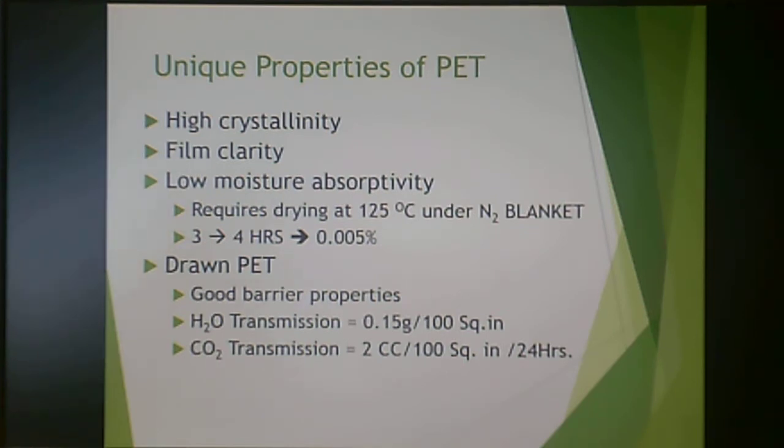If PET is drawn, it has good barrier properties. So it has low water vapor transmission and low carbon dioxide transmission. That's why it's used for beverage bottles. If you carbonate a beverage, you want the CO2 to stay in the bottle, and so it can stay fizzy. And anyone who has dropped a beverage bottle and then had the misfortune to open it up, the fizz stays in until you open it.